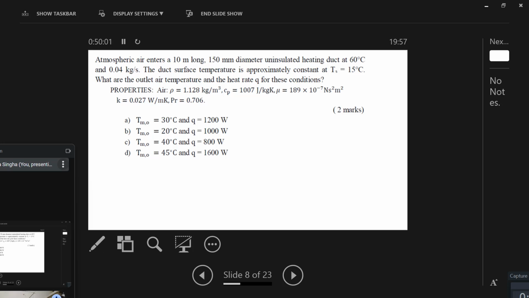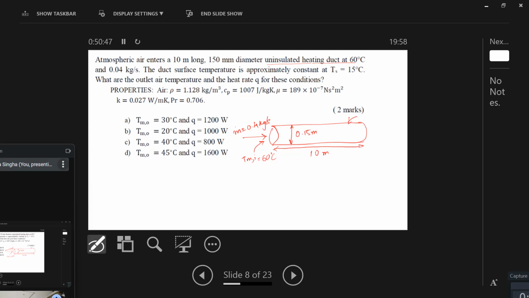So the next question is: atmospheric air enters a 10-meter long, 150 mm diameter uninsulated heating duct at 60 degrees Celsius. So this is the pipe. This is m dot equal to 0.4 kg per meter second. This is 10 meter long, and 150 millimeter, that is 0.15 meter diameter. It enters at 60 degrees Celsius, that means Tmi is equal to 60 degrees Celsius.